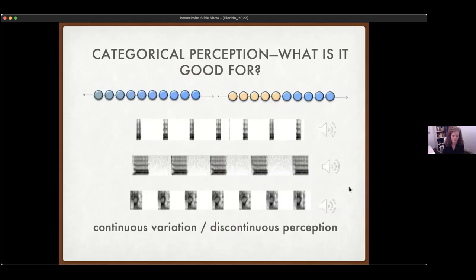Da, da, da, da, da. Okay, so I heard 2 da's and 3 ta's. You may have heard something similar. This is a really robust phenomenon.